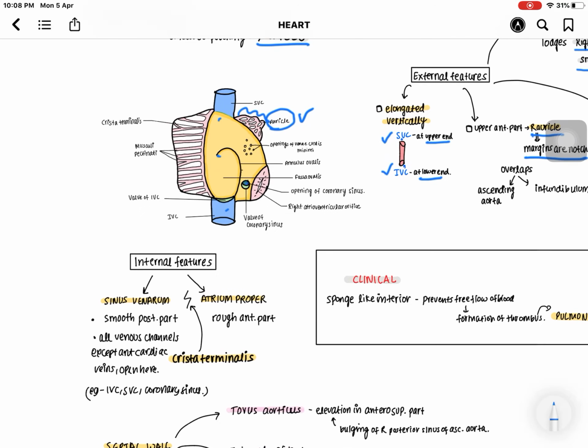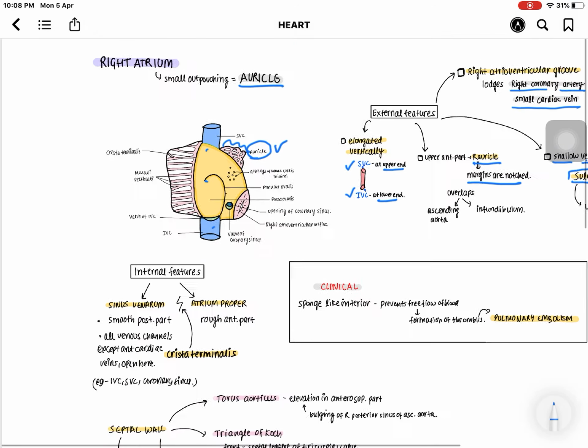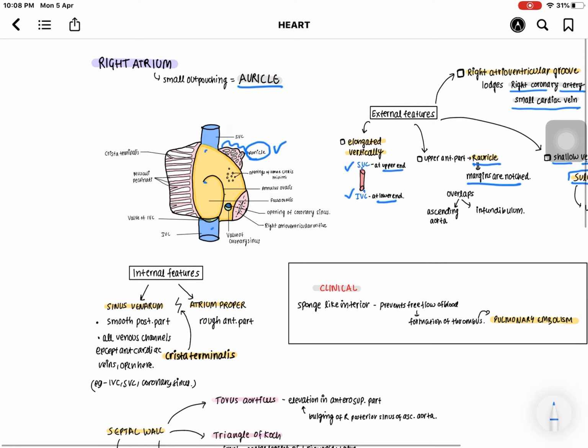Now let's see the diagram. This is the right atrium. This is the opening on the upper side of the right atrium, the superior vena cava opening. On the lower side is the inferior vena cava opening, which is guarded by the valve of the inferior vena cava. And this is the auricle. There is a crista terminalis, to which the musculi pectinati are attached.